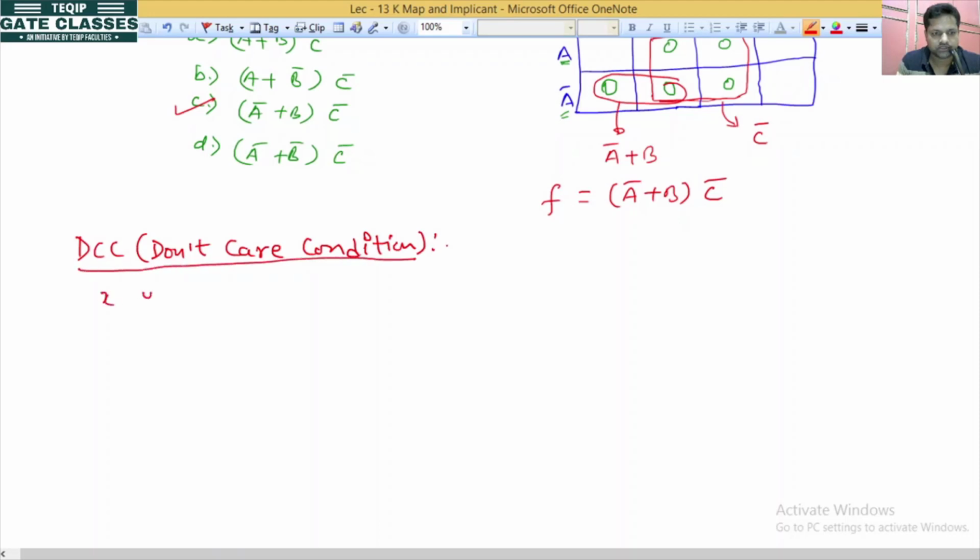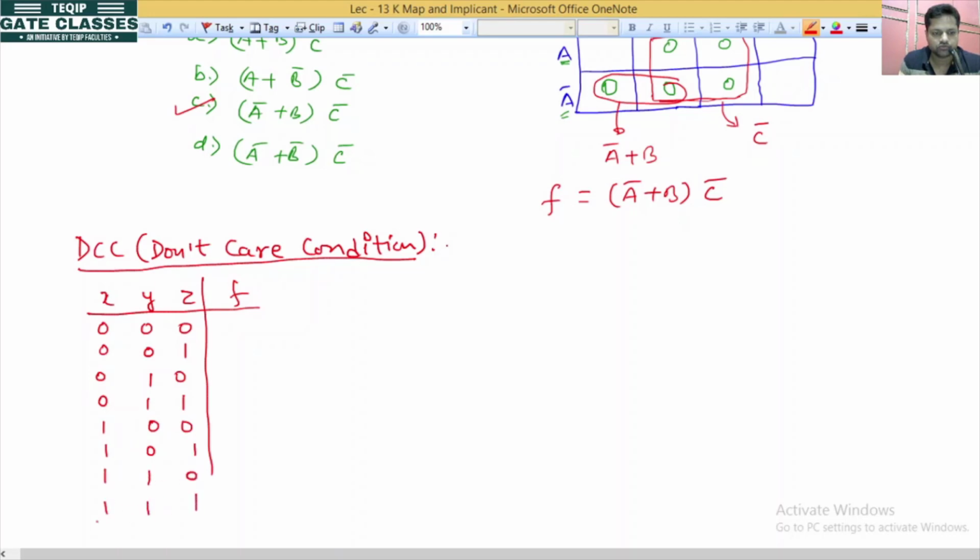Suppose I have a truth table X, Y, Z, F. Here I have a truth table: 0 0 0 0, 0 0 1 0, 1 0 0, 1 1 1 0, 0 1 0 1, 1 1 0 1, 1 1 1. Suppose we have 3 inputs. So with 3 inputs, how many combinations will be there? 8 combinations.